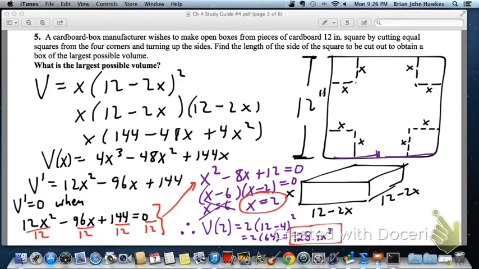And I don't know if you can see that down there. Maybe I'll put that way up here as well. So our maximum volume is, again, 128 cubic inches. Okay. And there's the work.